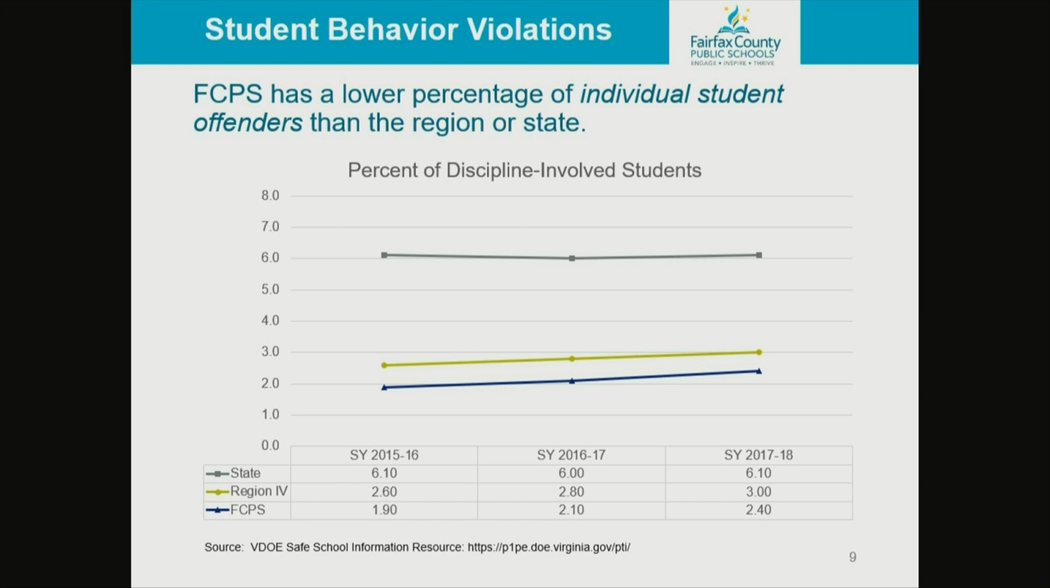And you'll see that the gray line on top is the average in the state, which is about 6% of students. And the blue line at the bottom is FCPS, and we have about 2%, but it is rising. And so you'll see that we have about a third of what's happening in the state in terms of the percent of our students who are committing these kinds of violations and discipline involved. But nonetheless, our discipline involvement is increasing over time.